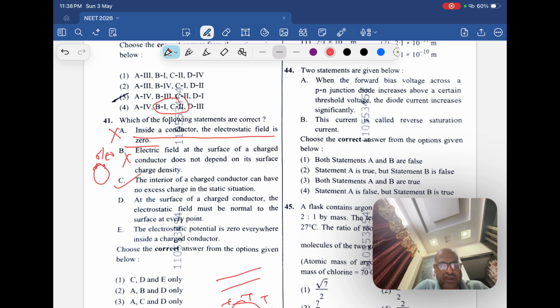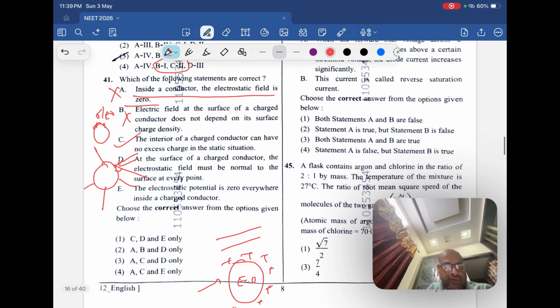At the surface of a charged conductor, the electrostatic field must be normal to the surface at every point. That is true. So electric field lines are always normal, as we have already seen in the classes. If they had a component along the surface, then that component of electric field along the surface would accelerate the charges. But the condition is static, so surface charge should not accelerate. In that sense, definitely the field should be perpendicular to the surface of the conductor. Therefore this is right.